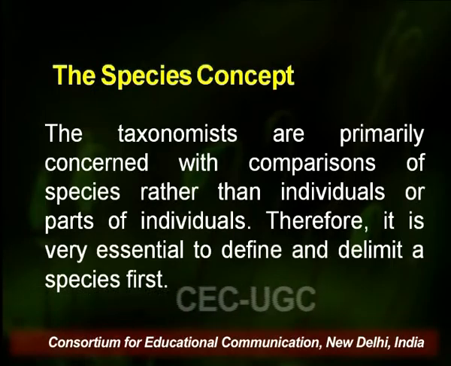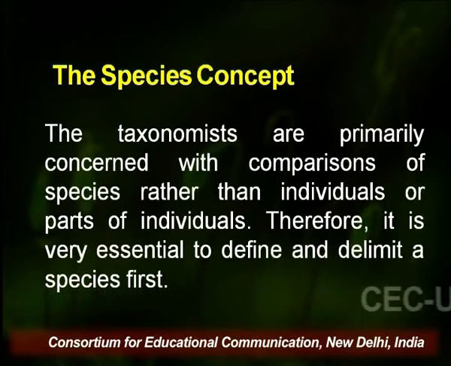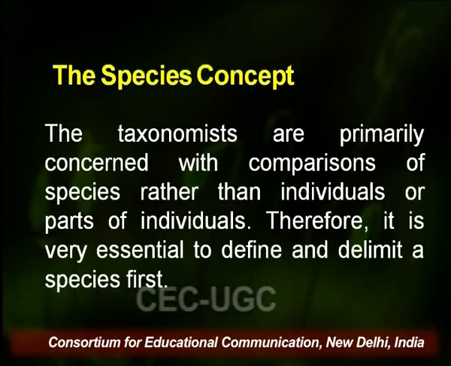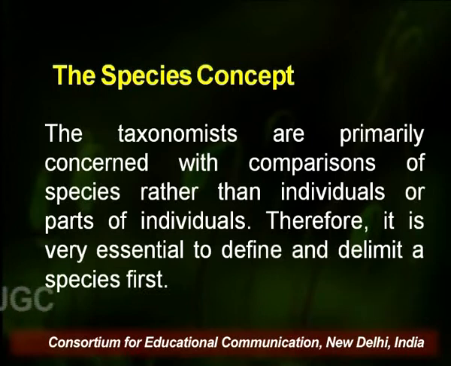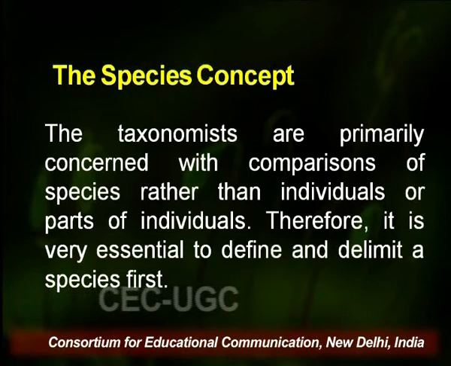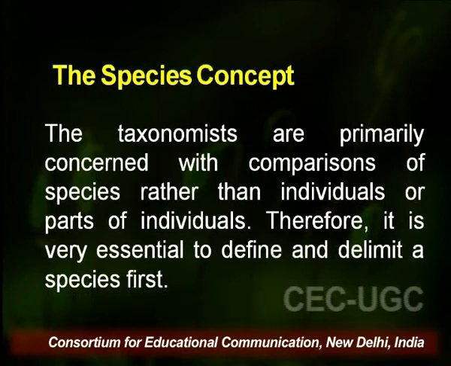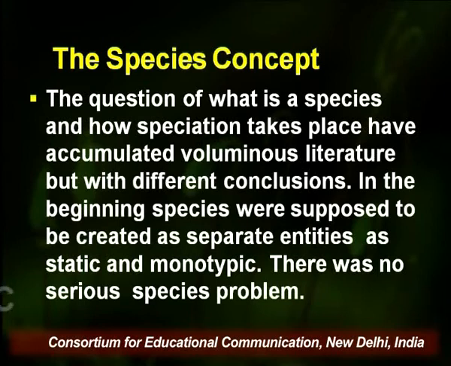Now we will move on to another important aspect, which is known as the species concept. The taxonomists are primarily concerned with comparisons of species rather than individuals or parts of individuals. Therefore, it is very essential to define and delimit a species first. The question of what is a species and how speciation occurs has accumulated voluminous literature, but with different conclusions. In the beginning, species were supposed to be created as separate entities, as static and monotypic. There was no serious species problem.